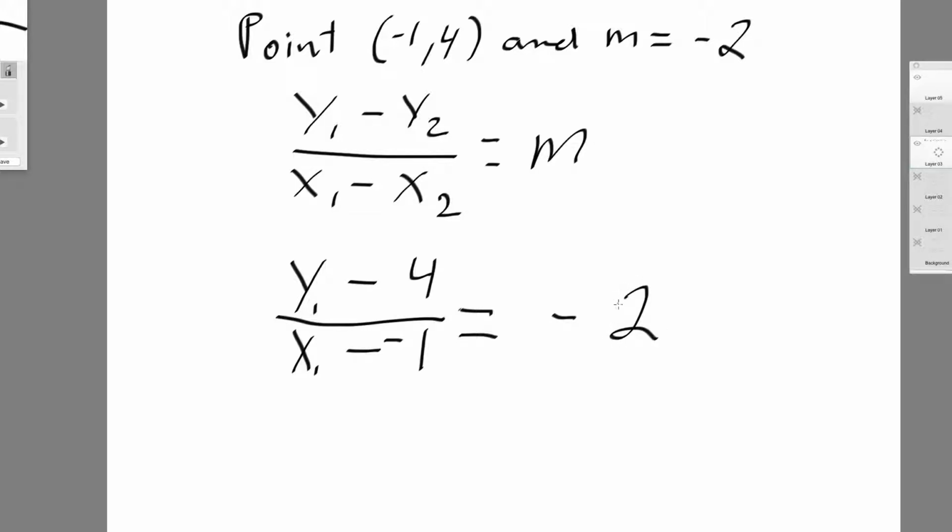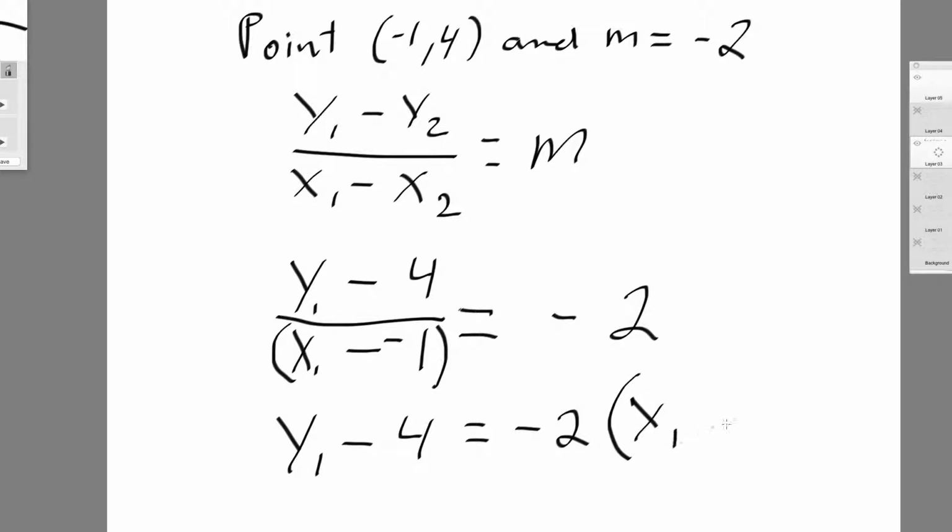Now I want to multiply through by x minus a negative 1, or x plus 1. And if I do that, that'll cancel out here, because this whole term will be multiplied, and it will cancel out. So I'll have y sub 1 minus 4 is equal to a negative 2, the slope, times x sub 1, and I'm going to change this to a plus 1.